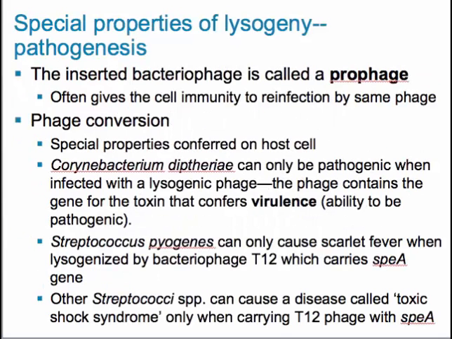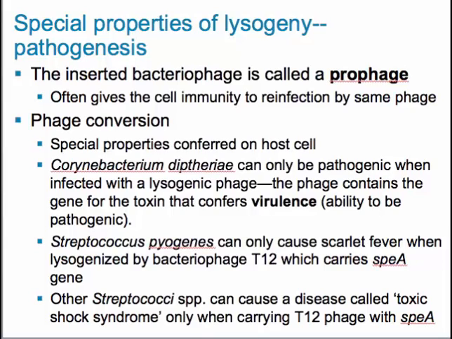There are some special properties that happen with lysogeny, or the lysogenic phase. One is pathogenesis. If you call the inserted bacteria prophage, this prophage often gives the cell immunity to reinfection by the same phage. Not immunity to infection by a different phage, but say it was infected by a T-even phage like T12, then you're not going to get another T12 bacteriophage able to infect that same bacteria that has a T12 prophage.